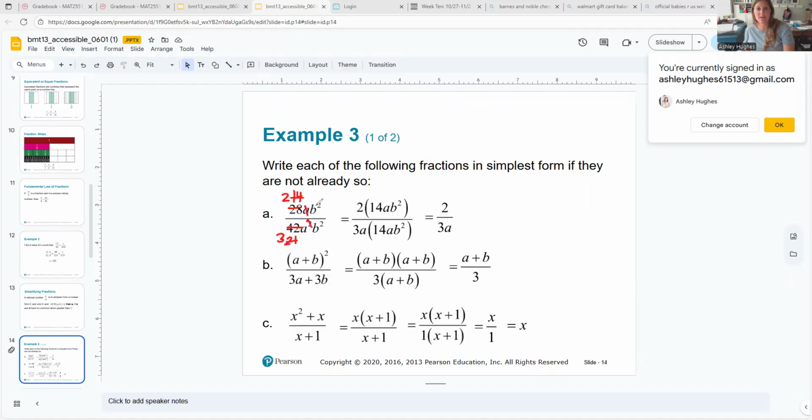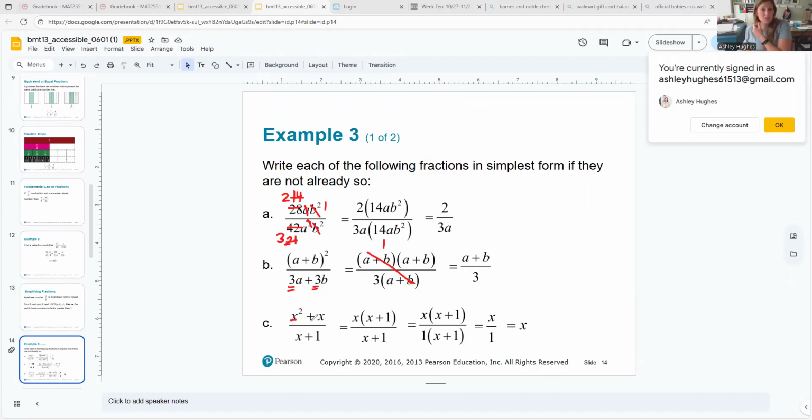Divide by 7, that makes this 3. A over a squared, b squared over b squared is 1. So I have 2 over 3a. This a plus b squared is like a plus b times a plus b. And notice that both of these have a factor of 3. So you can pull the 3 out front. And then one of these a plus b's is going to divide to be 1. So that's how you're left with a plus b over 3.